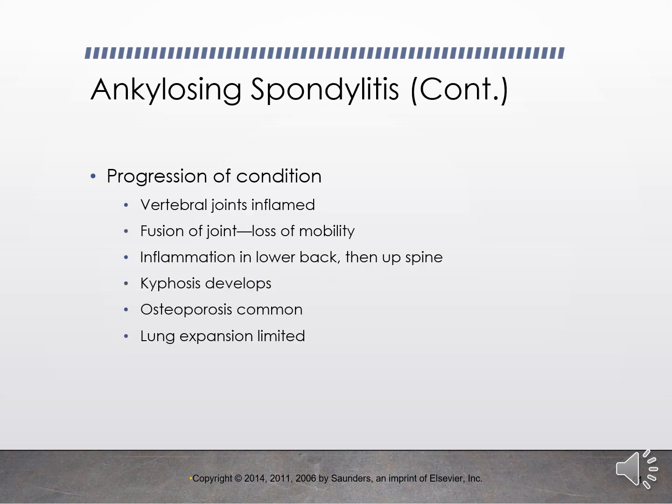So the way that it progresses, the vertebral joints become inflamed, and then there's a fusion of the joints with loss of mobility, inflammation in the lower back, then it kind of leads up the spine. Kyphosis develops, and then osteoporosis is common, and this all makes lung expansion limited. Think of that kyphosis, that hunchback, kind of compressing or causing pressure on the lungs.